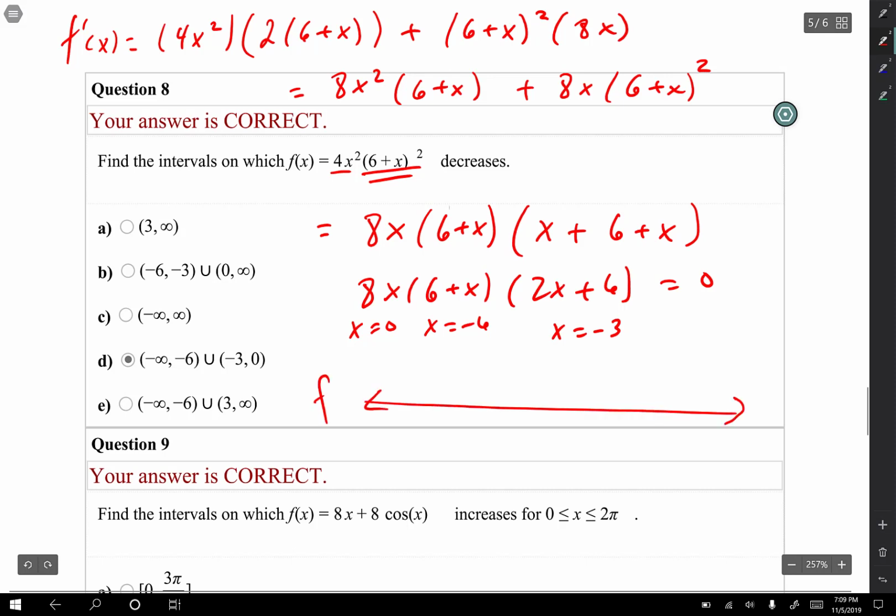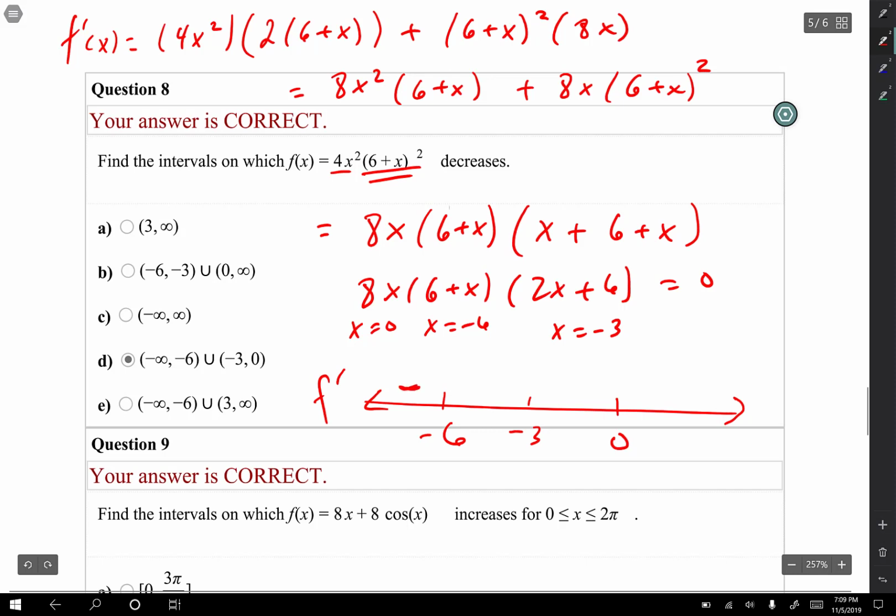I'm going to call that f prime. I'm going to put negative 6, negative 3, and 0. So I'm going to choose a number like negative 10. Negative 2 times negative 10, negative, negative, negative, that's going to be negative.